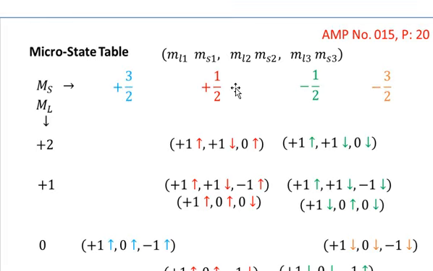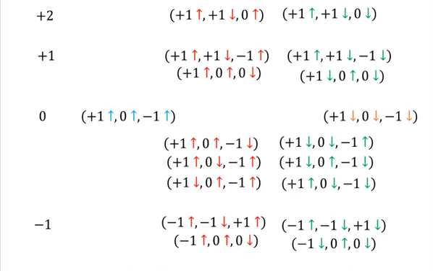So you can combine them in different ways to construct the total MS equal to plus 3 by 2, plus half, minus half, minus 3 by 2. These are the possible values of the combination of these three ms1, ms2, ms3 values, and each of them is equal to plus half or minus half. Now I am writing the total ML allowed values. You know that when the value of capital L is equal to 2, the allowed values will be plus 2, plus 1, 0, minus 1, and minus 2.